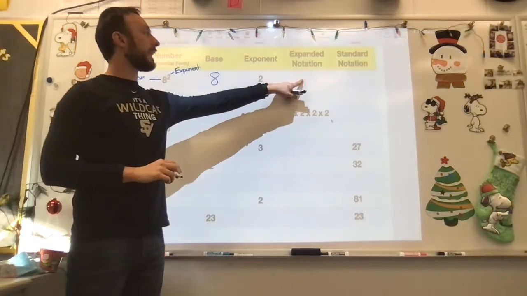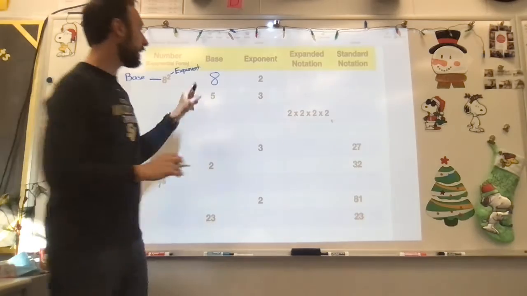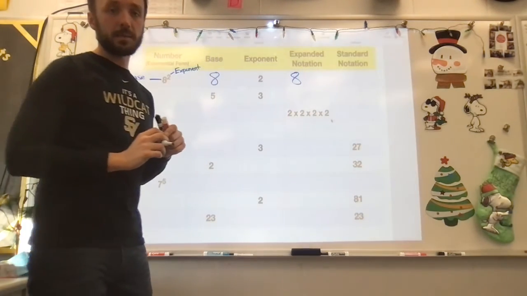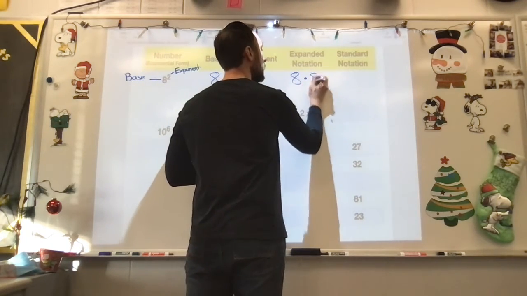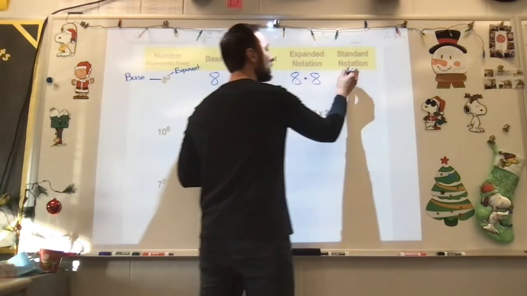To write it in expanded notation, that is showing that repeated multiplication. My base is the number I write, so we'll write down 8. And my exponent is how many times we'll write down that number. So this says I need to write down the 8 twice. So that'd be 8 times 8, and 8 times 8 is 64.